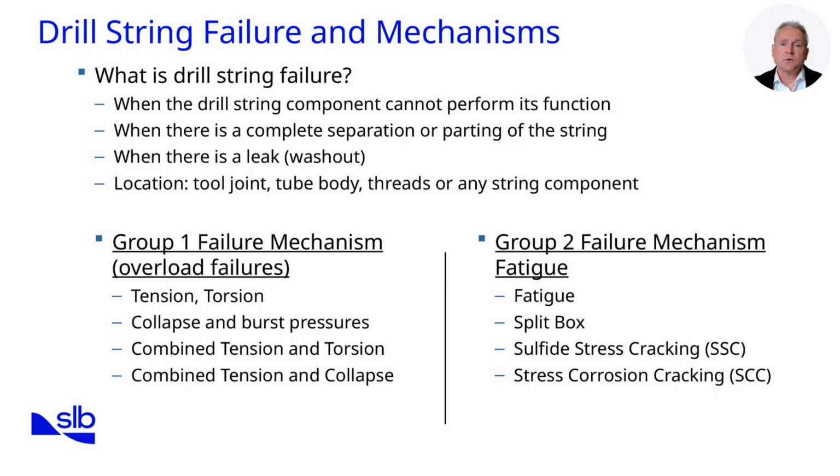tension, torsion, or compression. These are often the result of poor planning, incorrect calculations, or severe downhole conditions such as unexpected overpull. Fatigue failures, on the other hand, result from repeated cycles of stress, often well below the yield strength, which gradually initiate cracks that propagate until failure occurs.